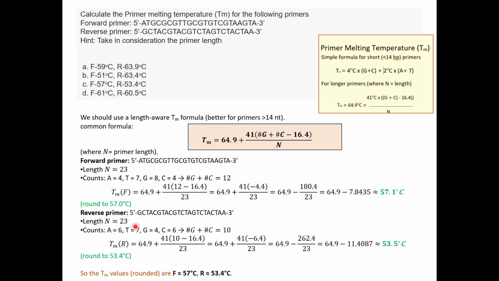Then in the reverse primer, we have 4 Gs and 6 Cs, and together they give 10. After substituting it into the formula, we get the answer 53.5. So approximately, by rounding off, we have an answer of 57 and 53.4. If you don't use all the decimals during the calculation, if you use the first decimal or first two decimals, you will get a rounded off value of 57 for forward and 53.5 for reverse.